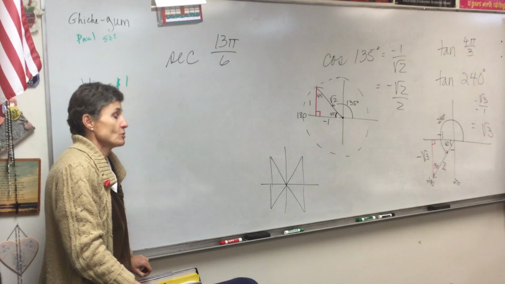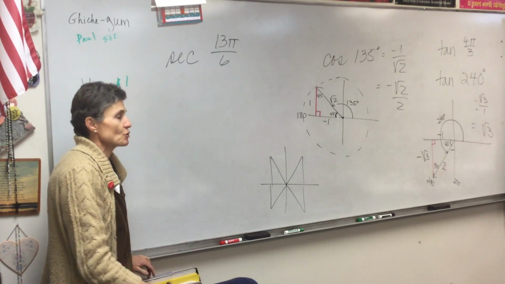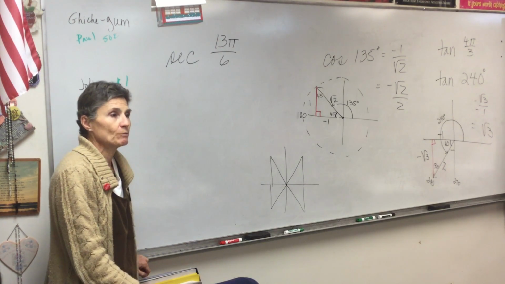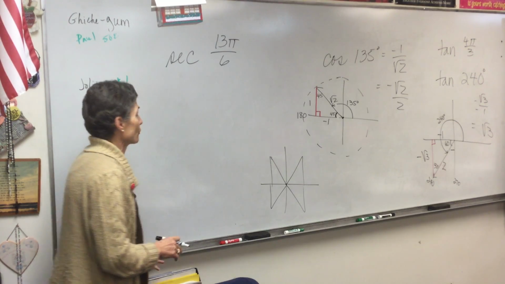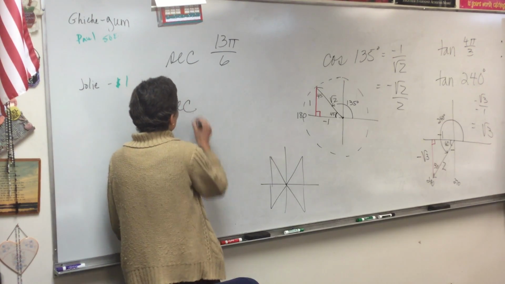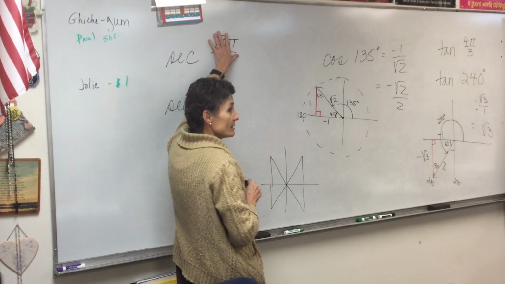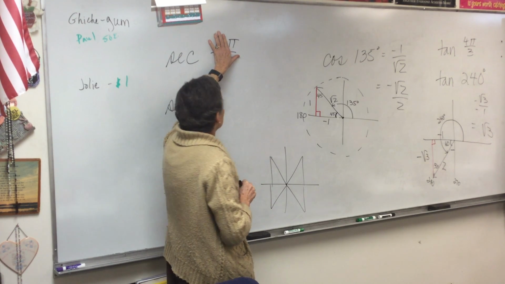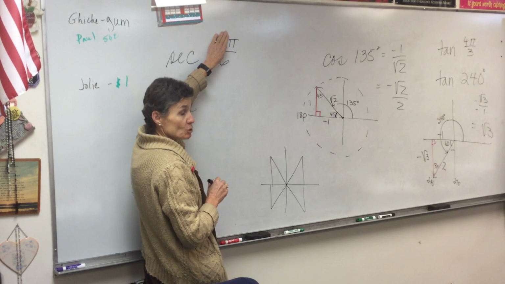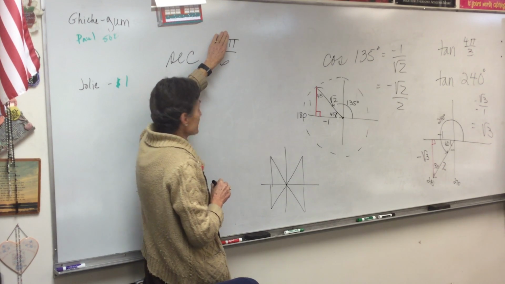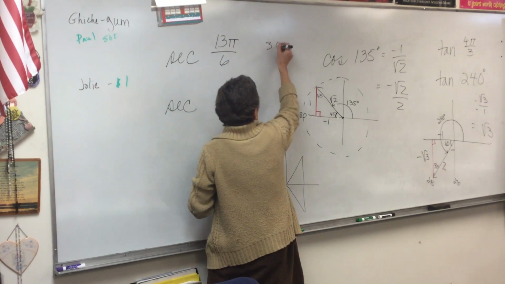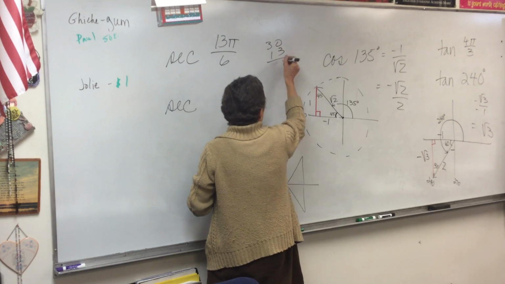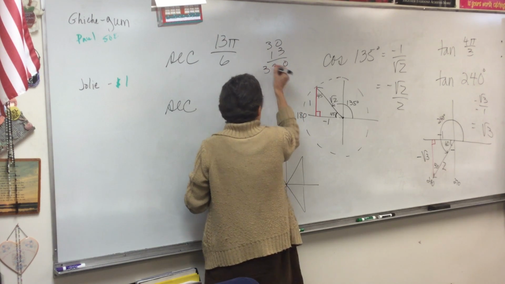Here we go. First thing, that's a radian measure. I'm really not comfortable yet in radians, so I'm going to change it to degrees. And I can do that pretty quickly. I know pi is 180, right? Pi is 180. So pi over 6 would be 30. And now I have to take 30 times 13, which is 390.